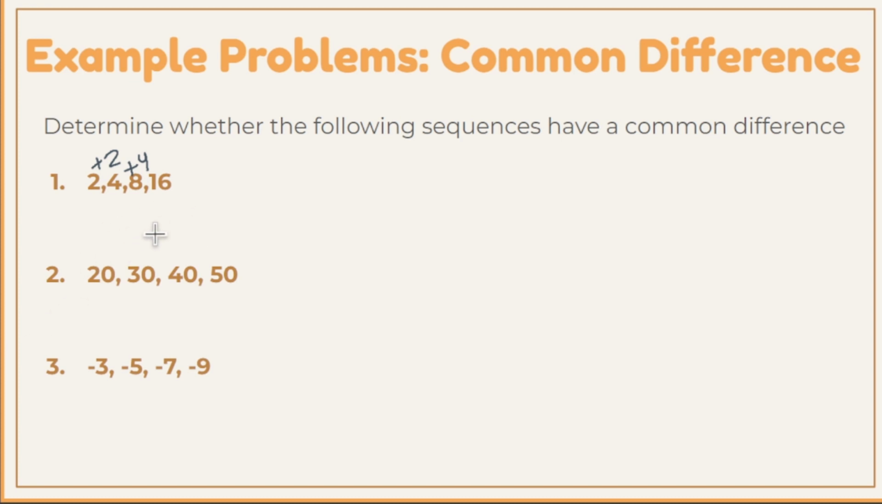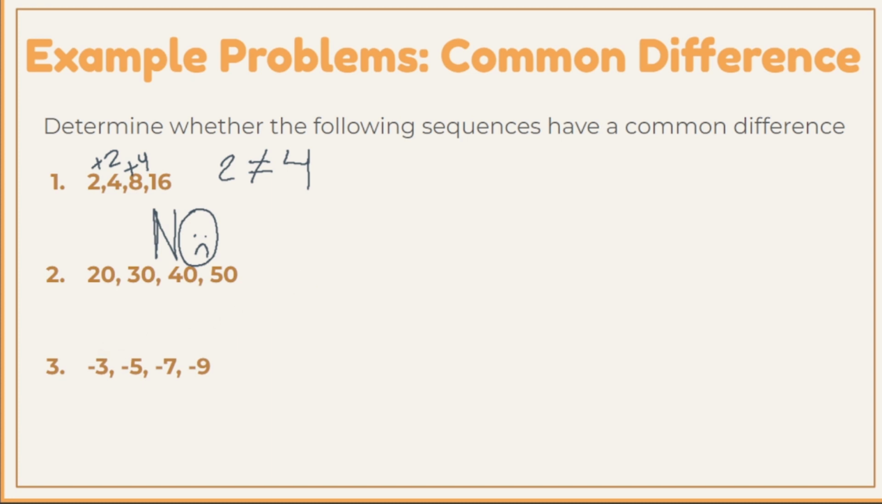So this can't have a common difference, because with a common difference, you're adding or subtracting consistently by the same number. And 2 is not equal to 4. So we can say that no, we do not have a common difference here. I'm going to put a little frowny face.